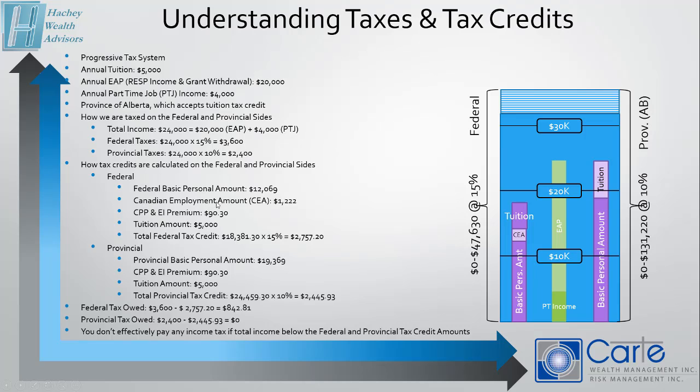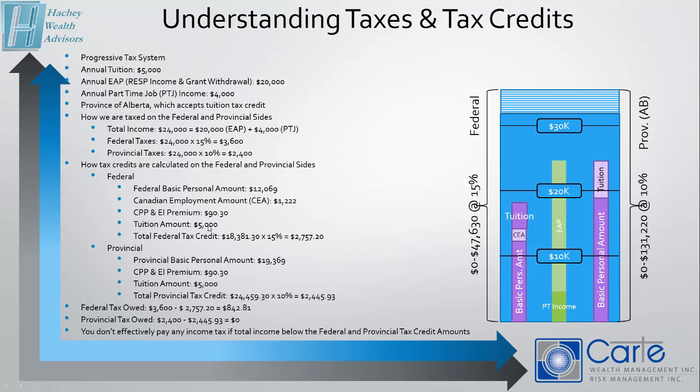We have the Canadian employment amount of $1,222. This is simply calculated by taking the smallest number between this number and your gross salary. And this number being smaller than $4,000, this will be the amount of the Canadian employment amount. We have also the CPP and EI premiums. They also count as a tax credit. And here it's adding up to just $90.30.